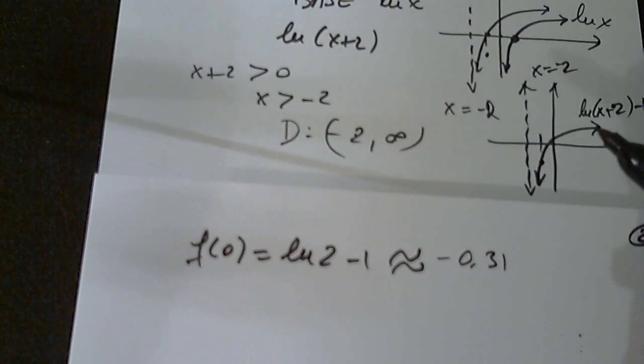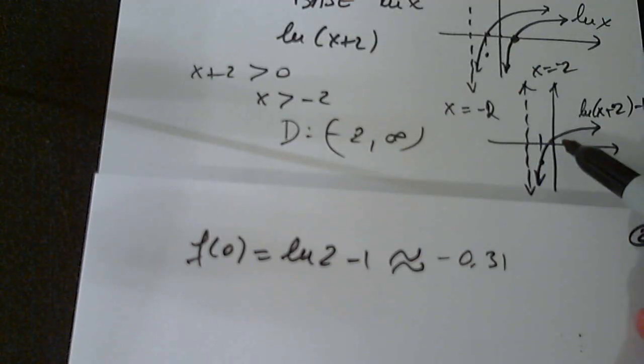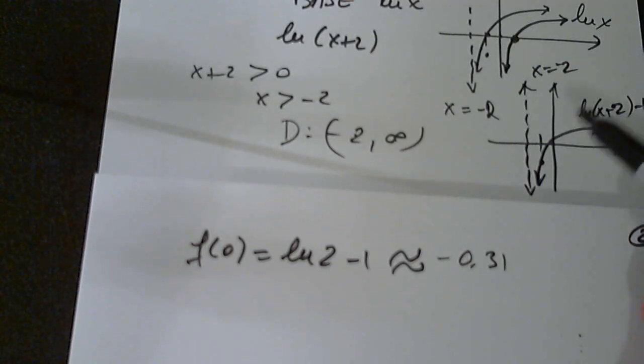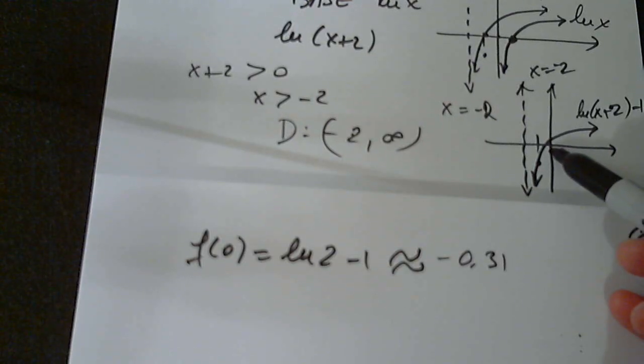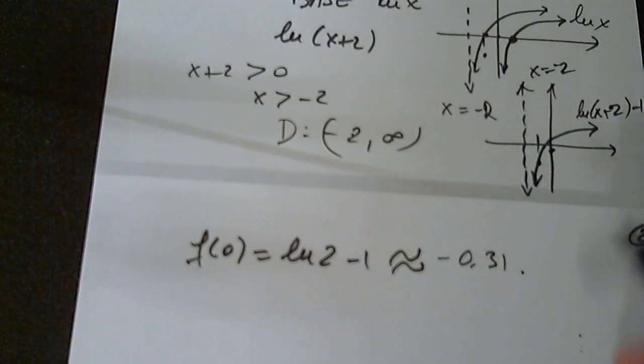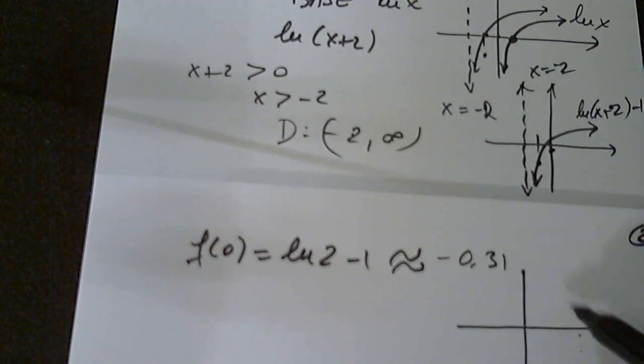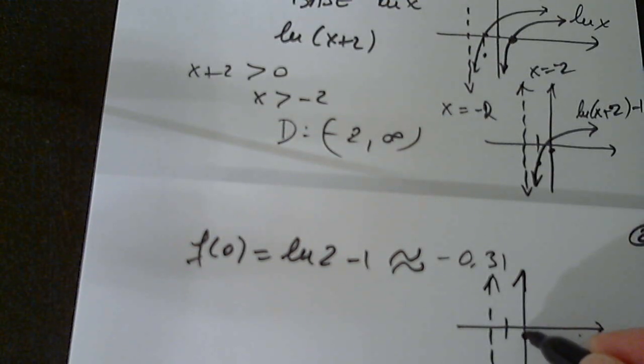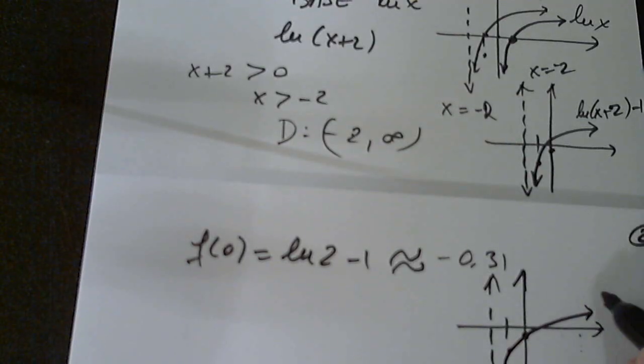So f of 0, so my graph is incorrect. So f of 0 should be here. That was my assessment initially, but I will correct it now here. So the y-intercept is a little below, tiny below the x-axis. So something like this. So I corrected my graph, natural log x plus 2 minus 1.